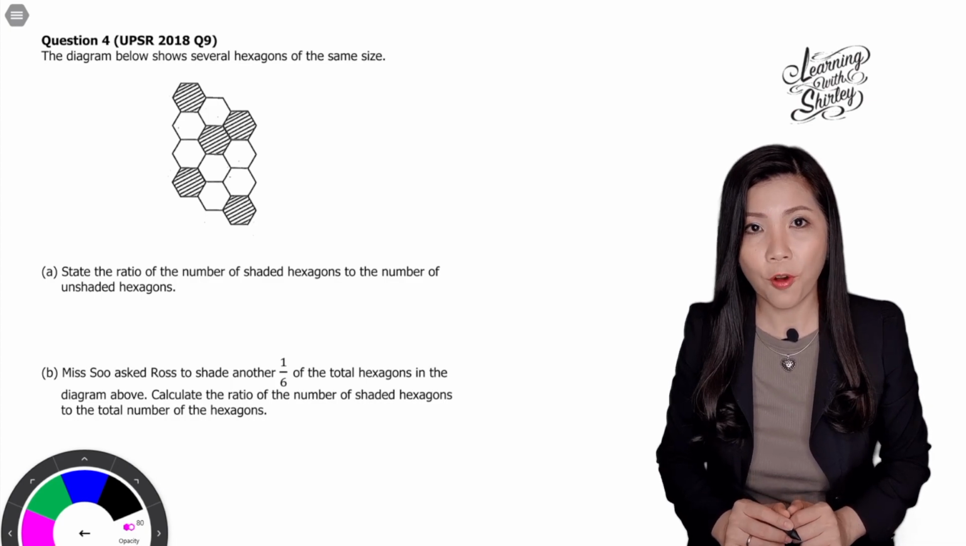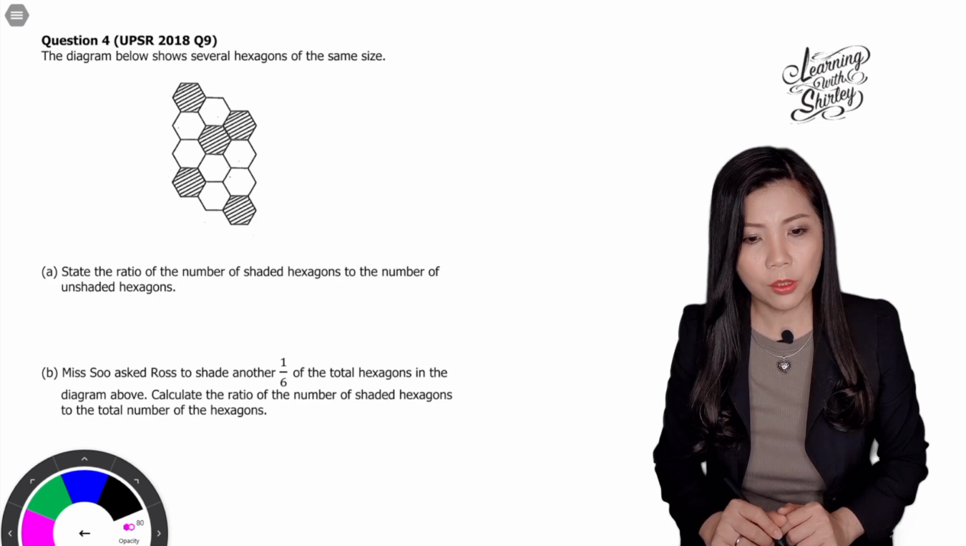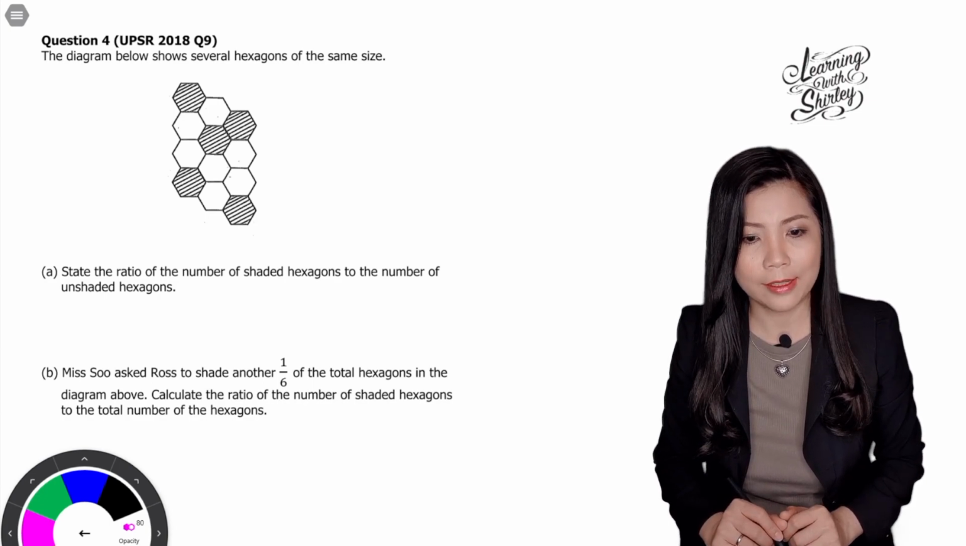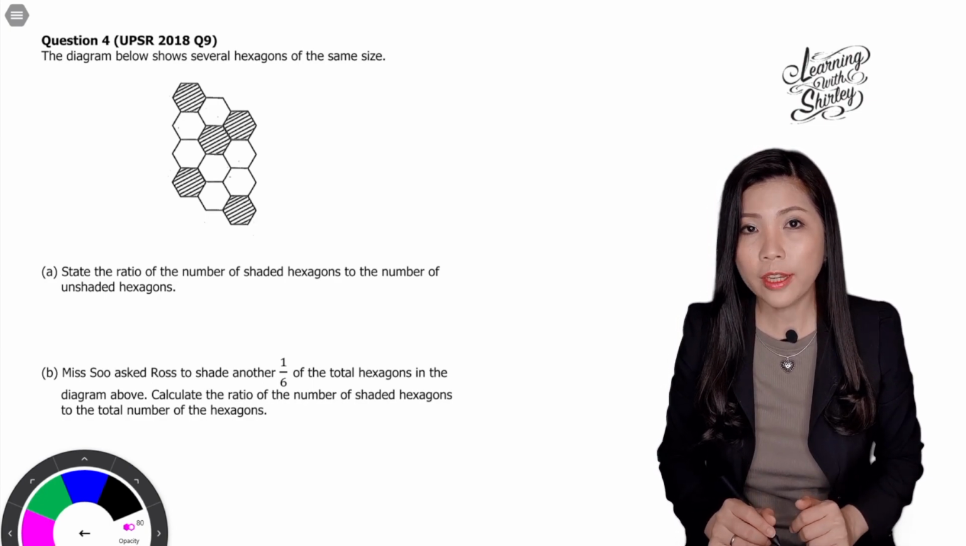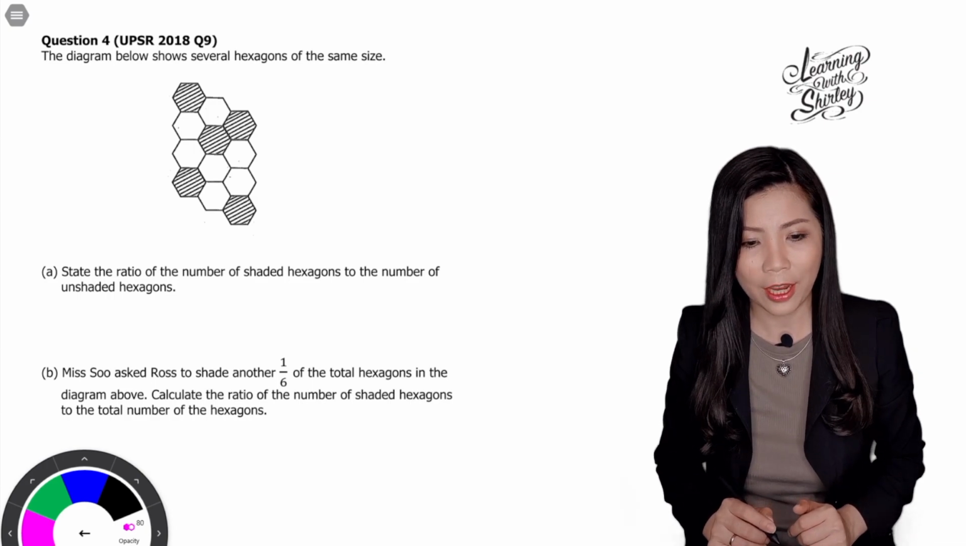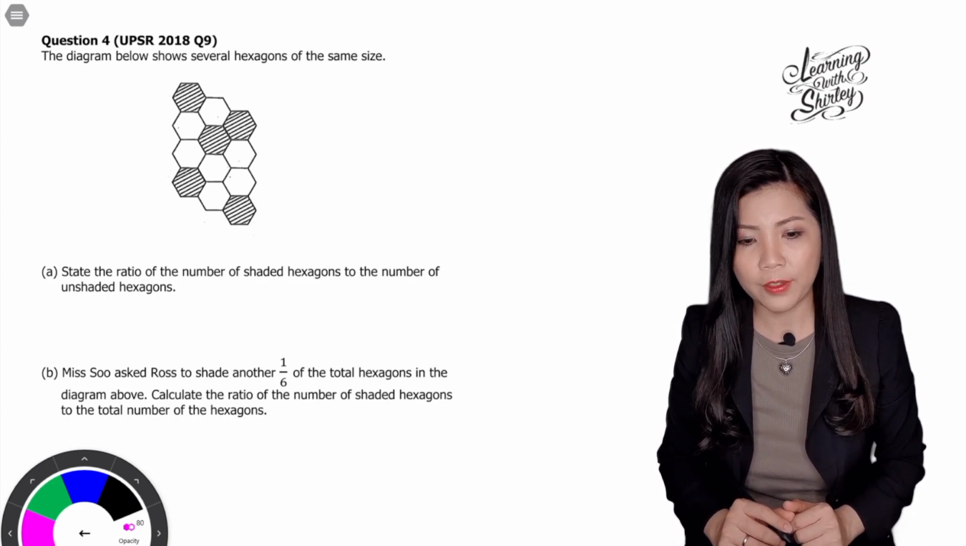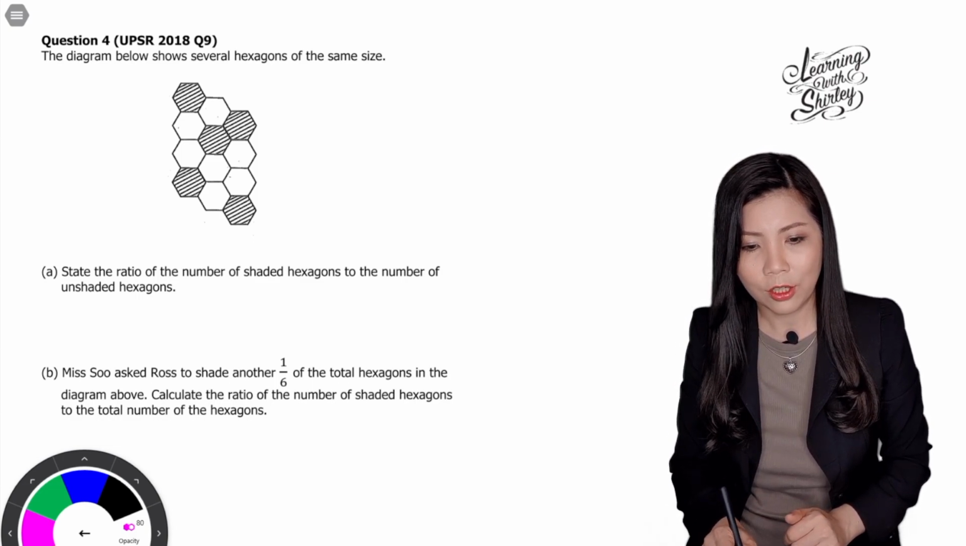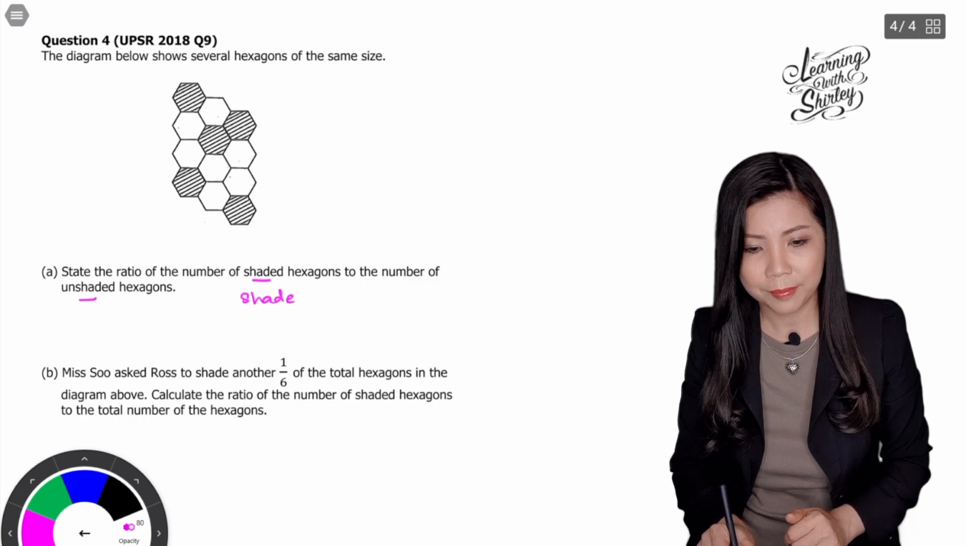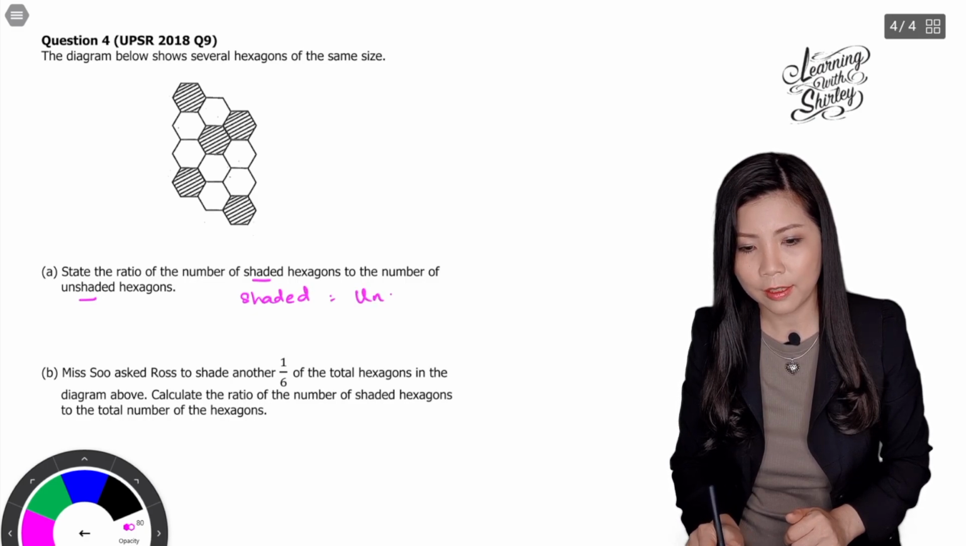Let's look at question number 4. This is in UPSR 2018 question 9. The diagram below shows several hexagons of the same size. So what is a hexagon? A hexagon is a polygon with 6 sides. A, state the ratio of the number of shaded hexagons to the number of unshaded hexagons. So the ratio will be shaded to unshaded.